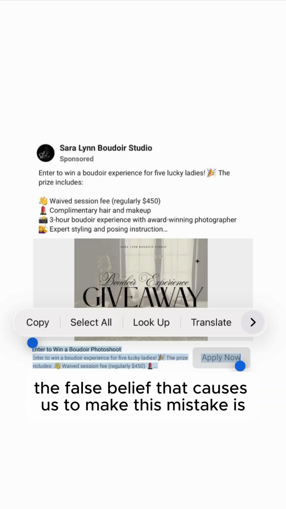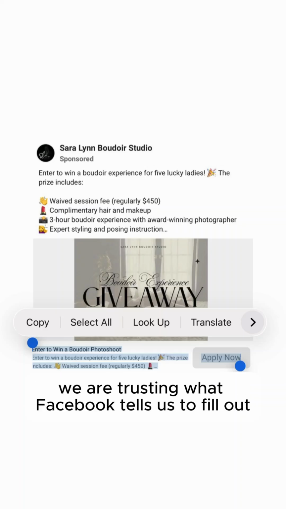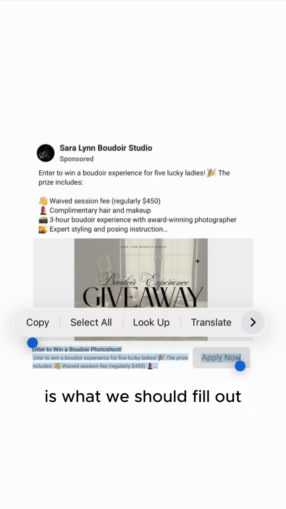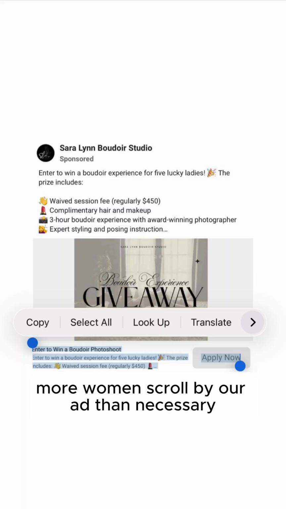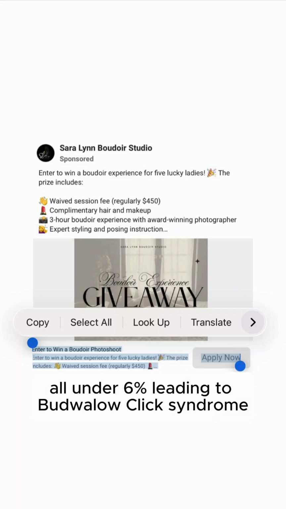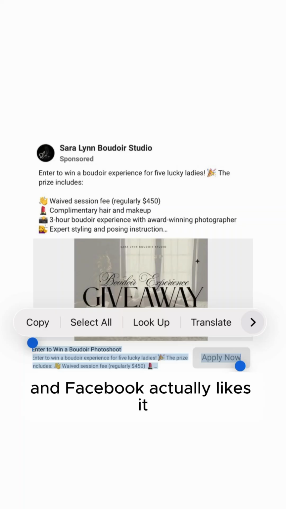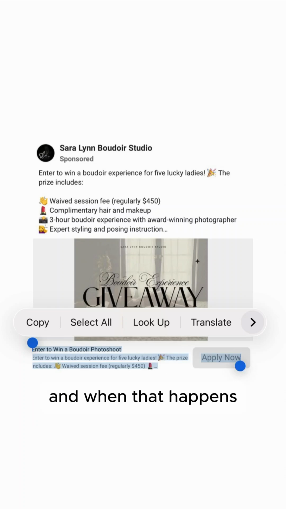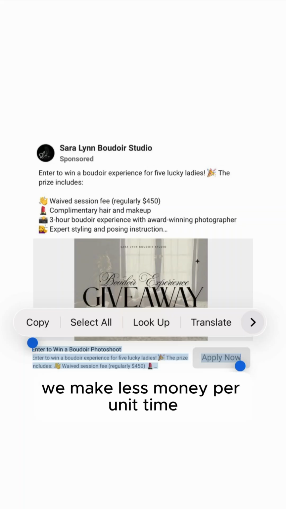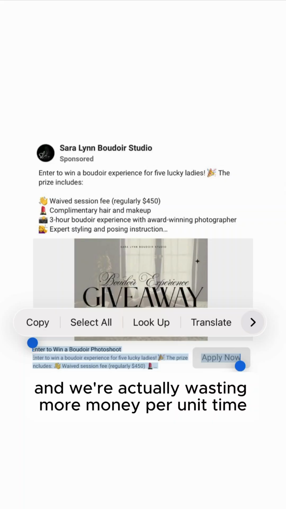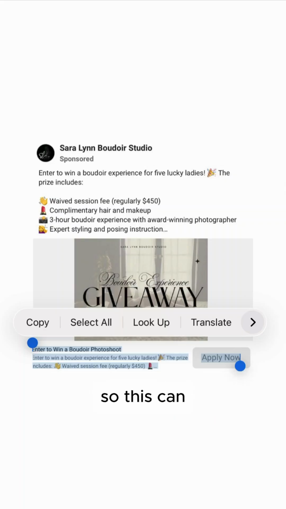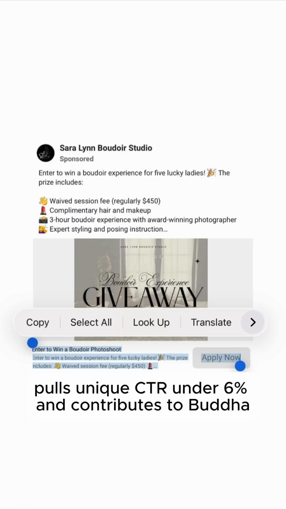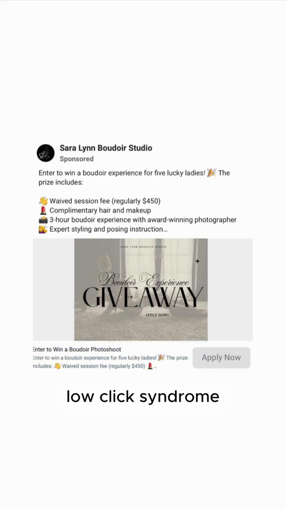The false belief that caused us to make this mistake is we are trusting what Facebook tells us to fill out is what we should fill out. But the consequences of this are more women scroll by our ad than necessary, pulling unique CTR under 6%, leading to boudoir low click syndrome. And Facebook actually likes it because Facebook gets to serve more ads per unit time. And when that happens, Facebook makes more money per unit time. We make less money per unit time. And we're actually wasting more money per unit time. So this pulls unique CTR under 6% and contributes to boudoir low click syndrome.